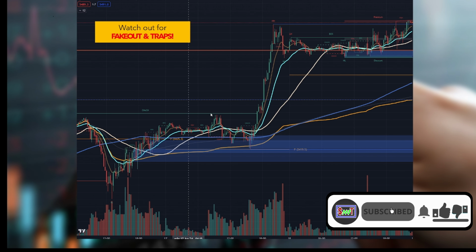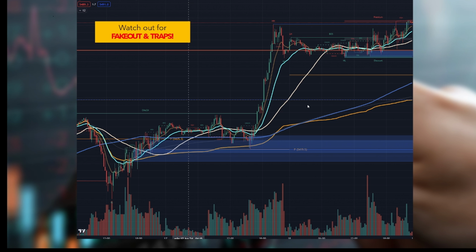I will talk a little bit about fake outs and traps. This is a common way for the market to get liquidity and make some money. The chart is US 500 and Nasdaq on a 50 minute time frame chart.